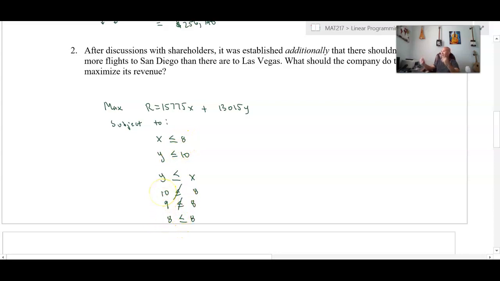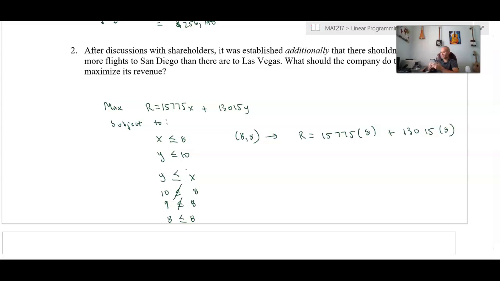So again, I'm going to say, hey, you know what? 8, 8 is the best solution because that gives me the most number of flights, and it's going to produce the largest possible revenue that I can have. And that's, again, just an intuitive argument that if we make these any smaller, we're not going to be making money, but we can't make y any bigger because now the number of flights to San Diego has to be less than or equal to the number of flights to Las Vegas.